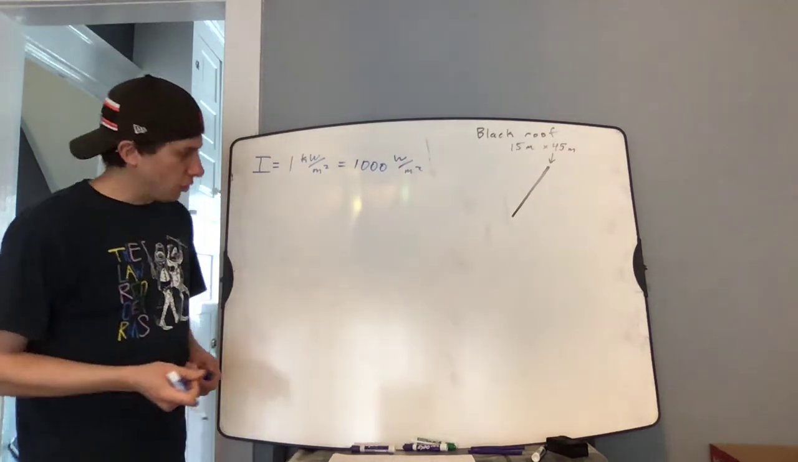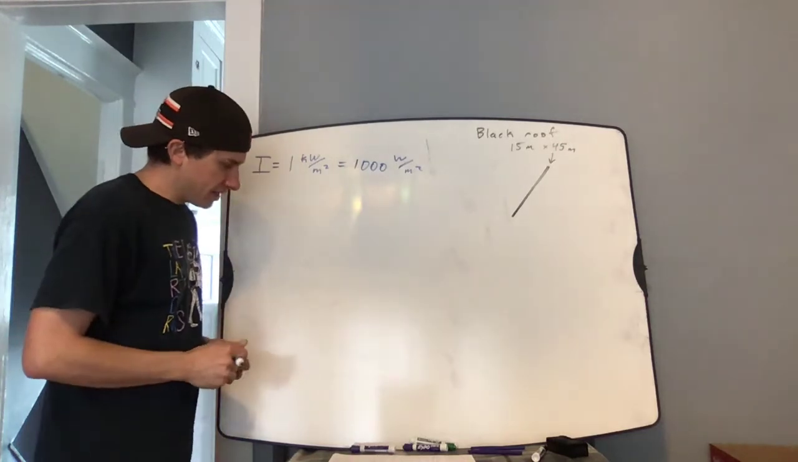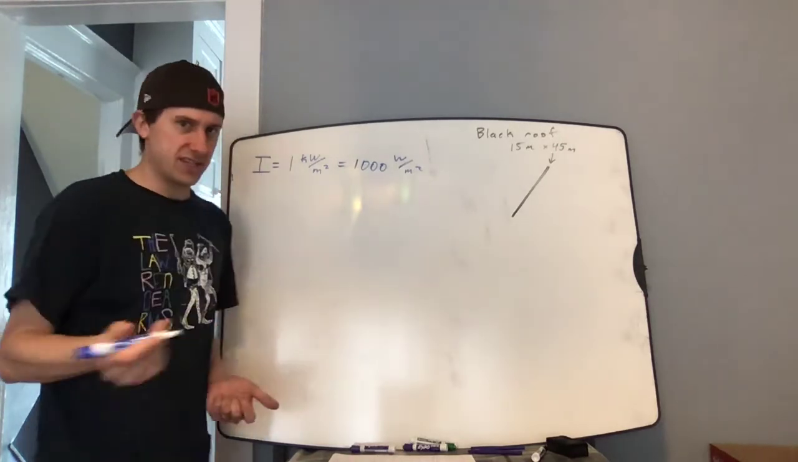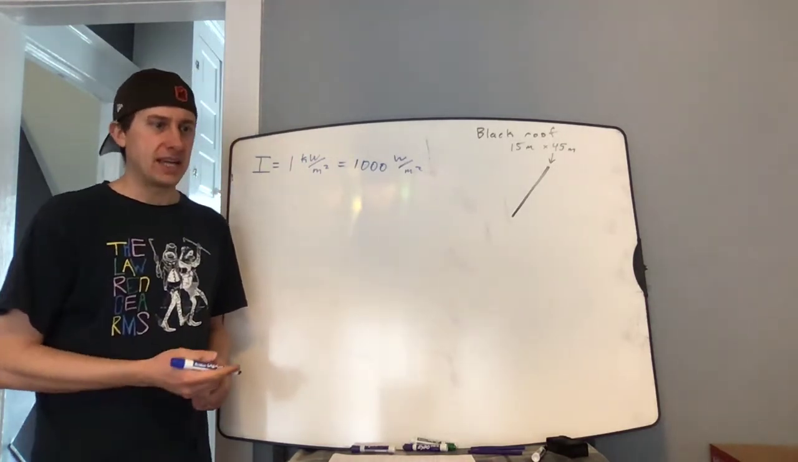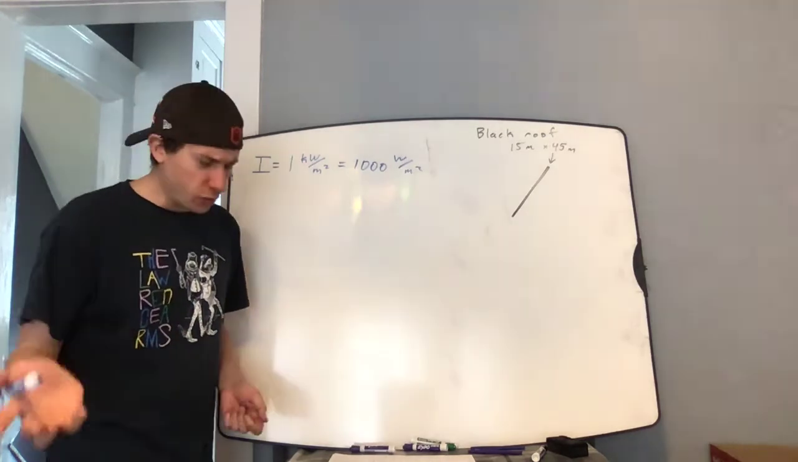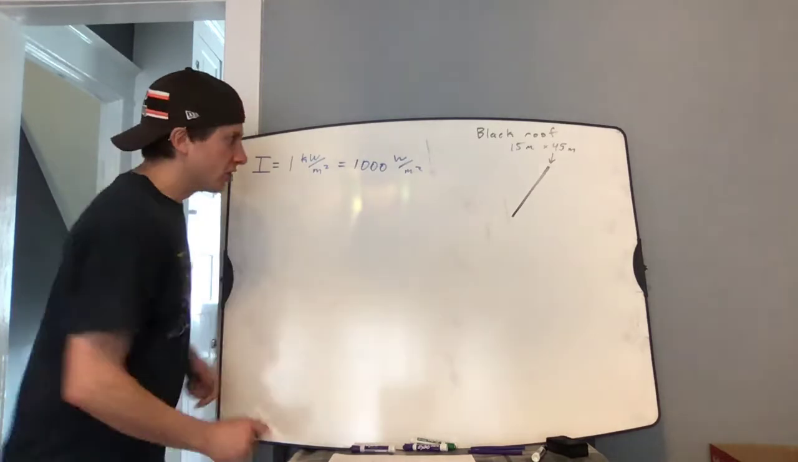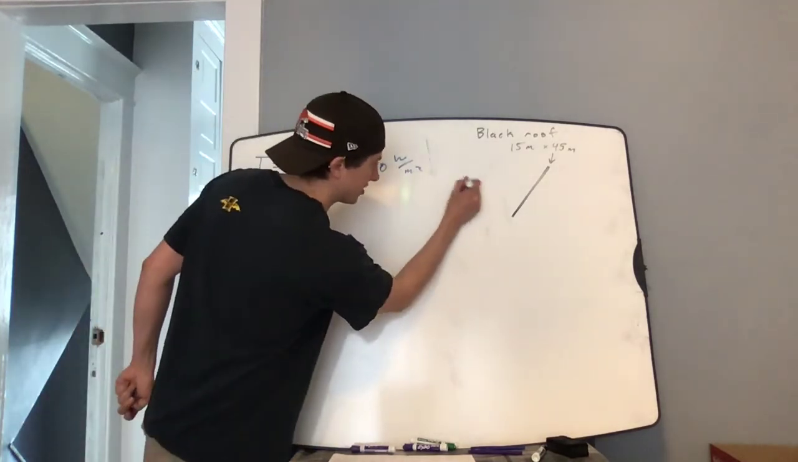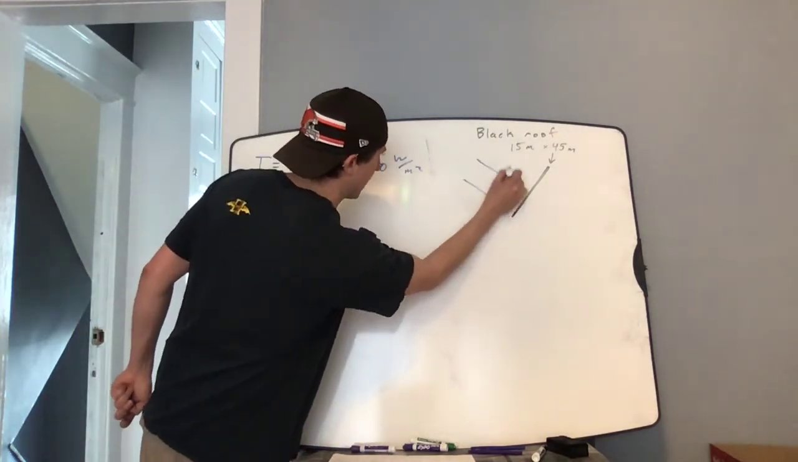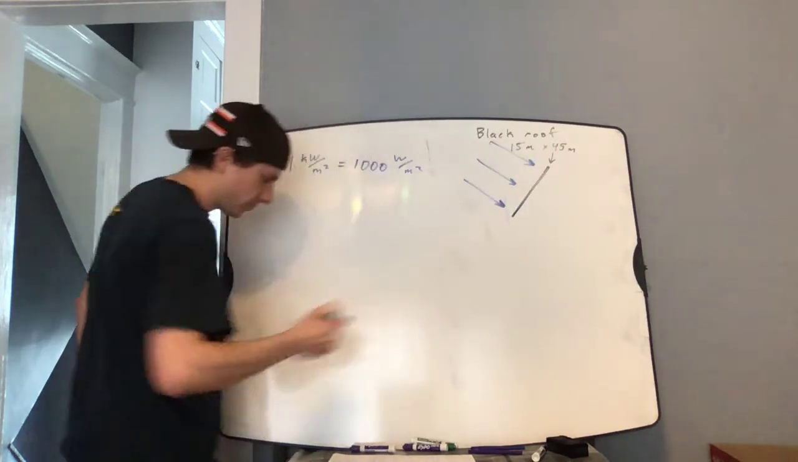Now we're also told that the sunlight is striking at normal incidence. Normal is a term from math. Colloquially, you could think of normal as meaning perpendicular to. So normal just means the sunlight is striking directly onto the roof.